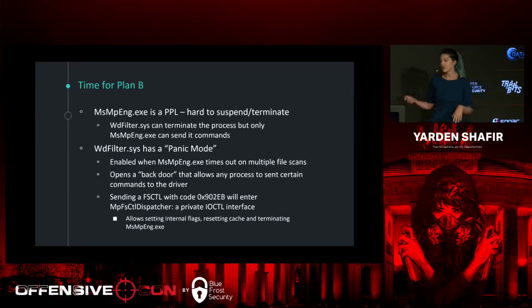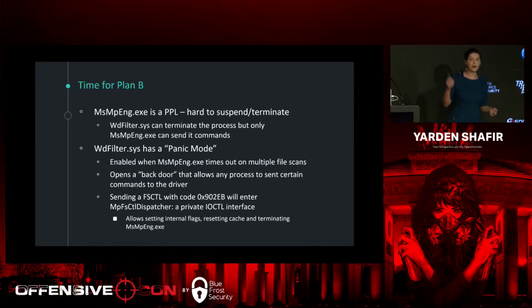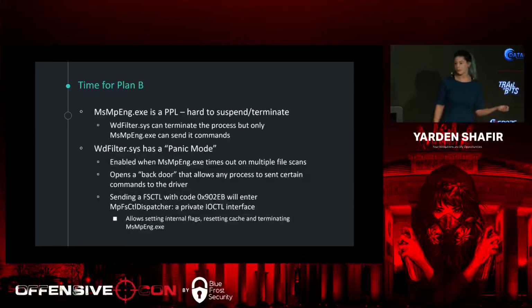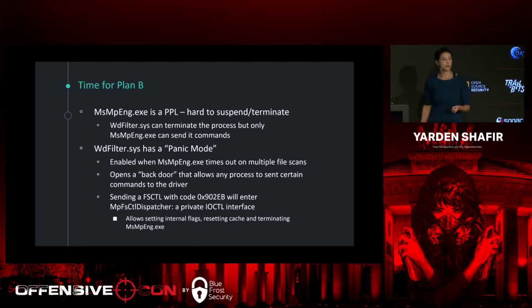This code, 902EB, is not a completely made-up code. It's part of the regular FSCTL numbers, just nobody implements it. Only Windows Defender does. And when you do an FSCTL to your regular file system with this code, Windows Defender captures it and checks, are you my engine process? And if you're not my engine process, am I in a special state called panic mode?